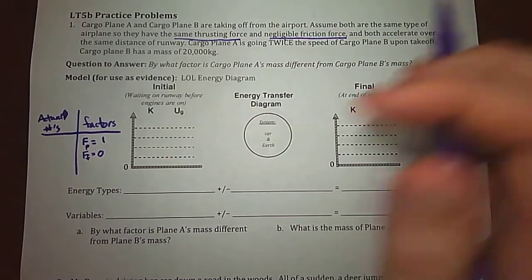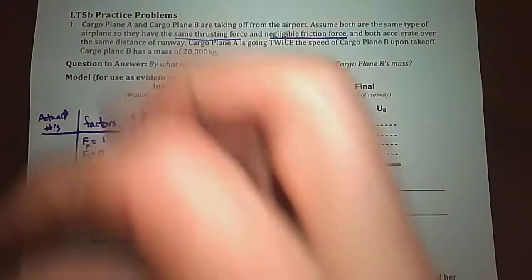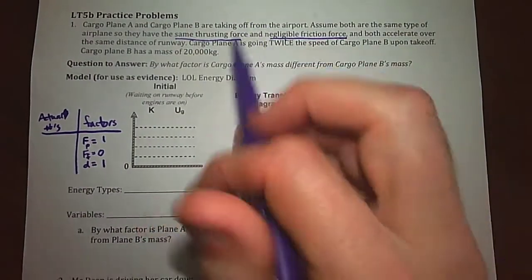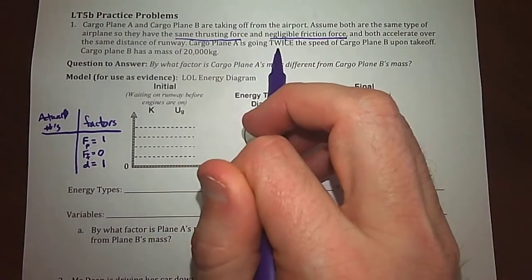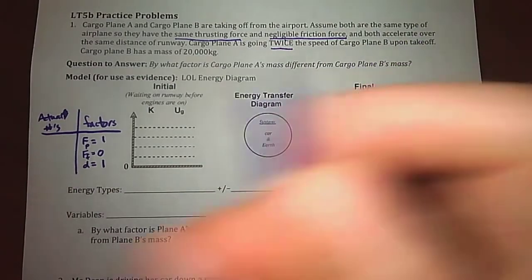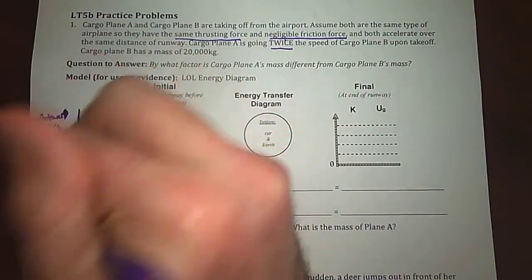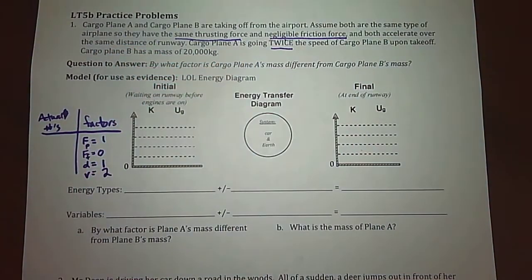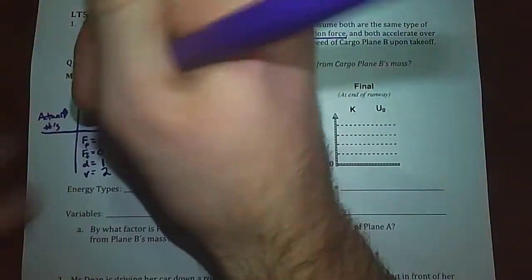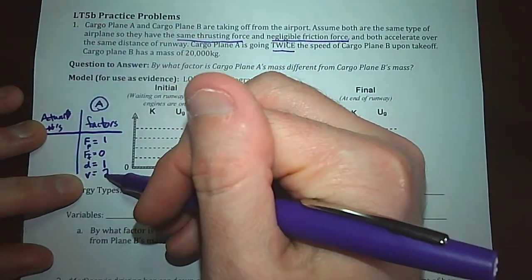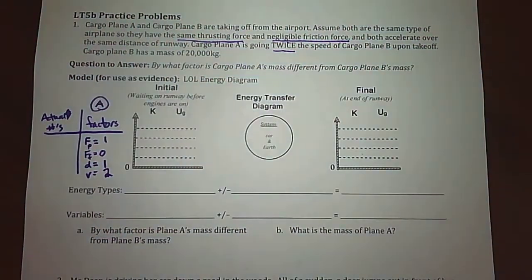Both accelerate over the same distance of the runway, so my distance is going to be the same. But it says cargo plane A is going twice the speed of cargo plane B. So I'm going to say my velocity is going to be 2 for twice as much. Now I think it's important to say these are factors for plane A, where the velocity for plane A is twice as much.